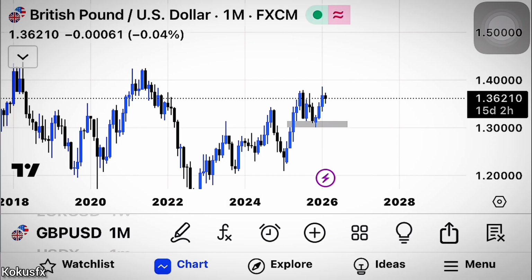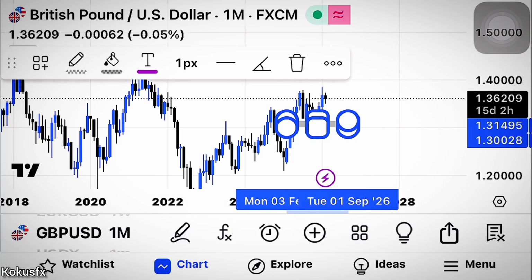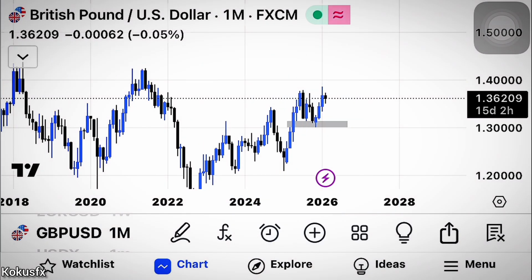As you can see from the monthly time frame, the order flow is bullish. So I'm going to go straight to the weekly time frame.